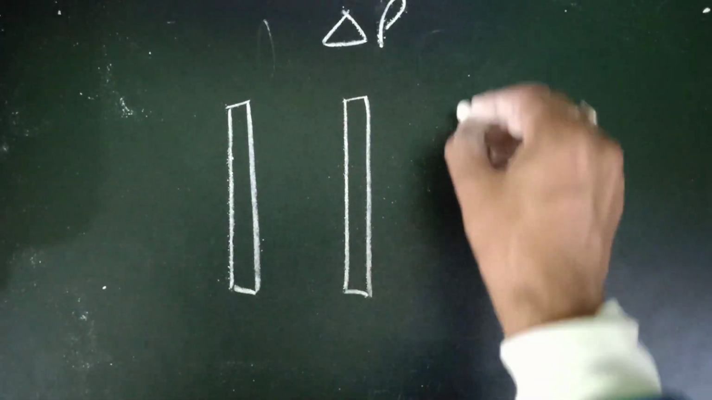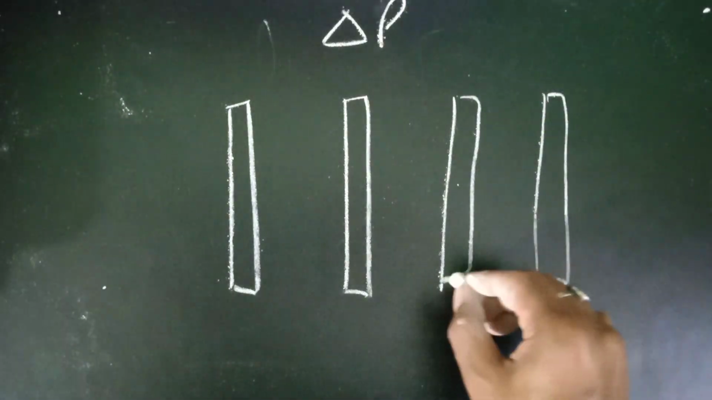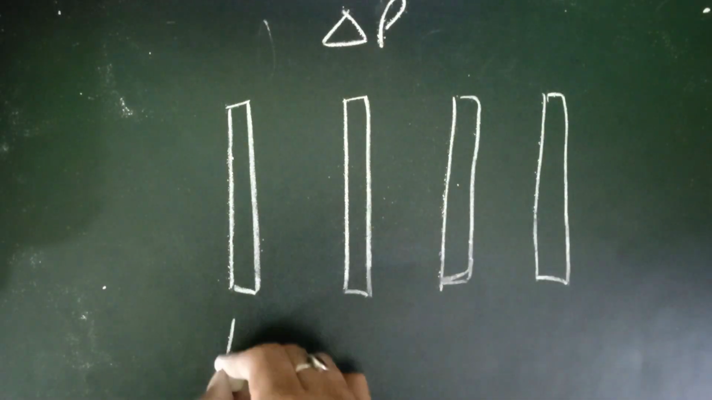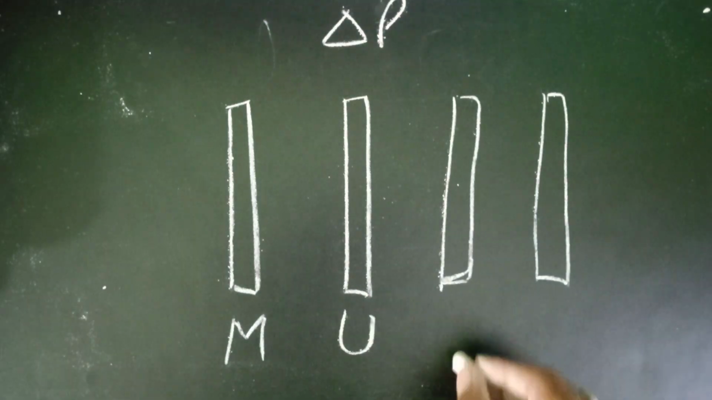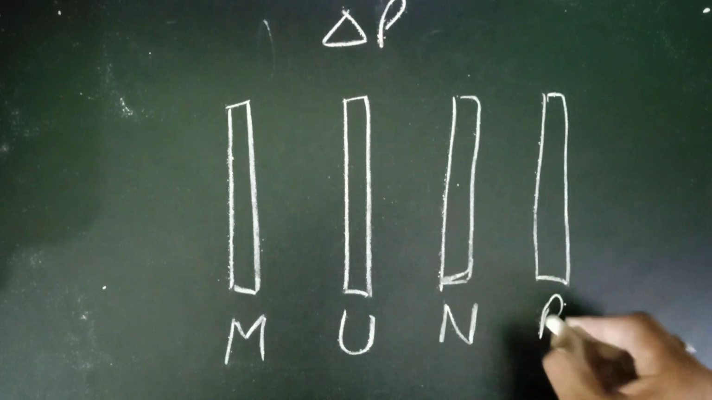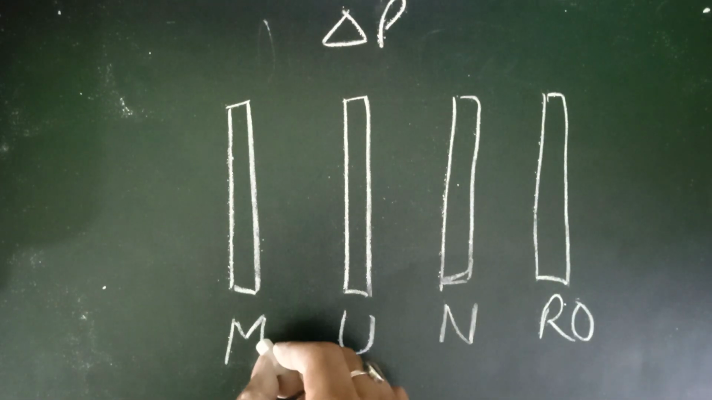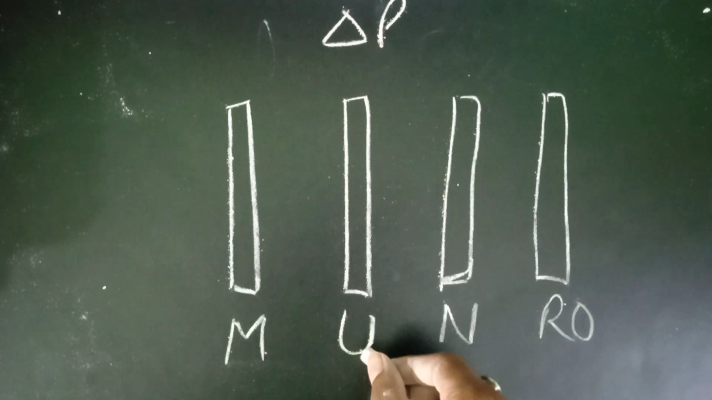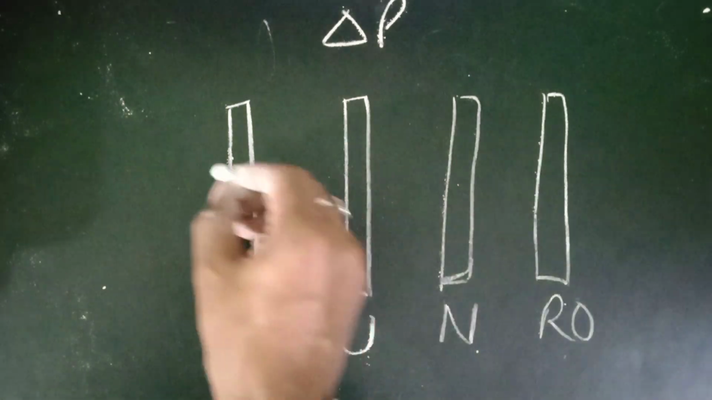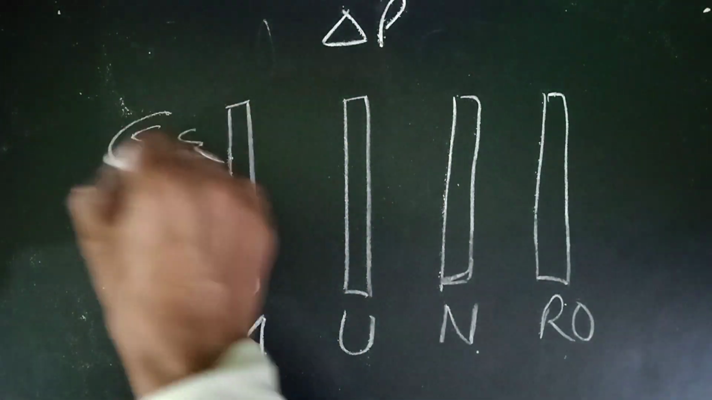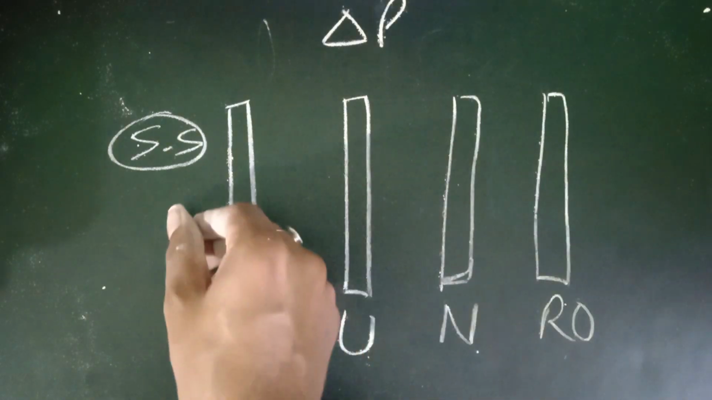So for delta P as a driving force, let's assume we have four membranes with us. To understand the four processes that we have, we can learn them by a very interesting thing, that is MUNRO. What is M? Microfiltration, U is ultrafiltration, N is nanofiltration, and RO is reverse osmosis. MUNRO. What is coming through the first is suspended solids.